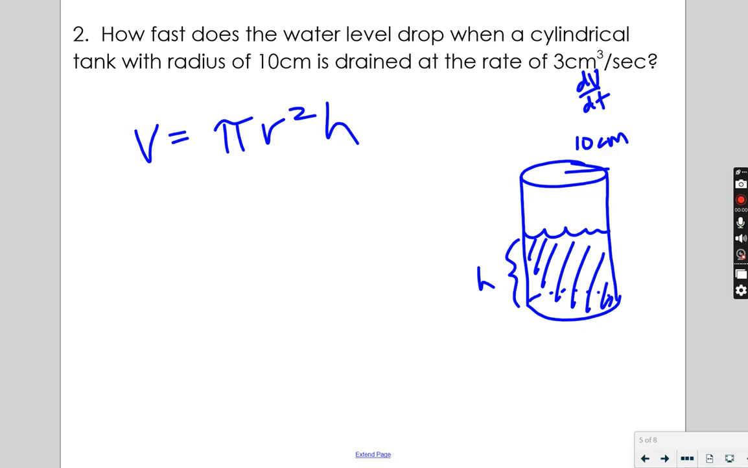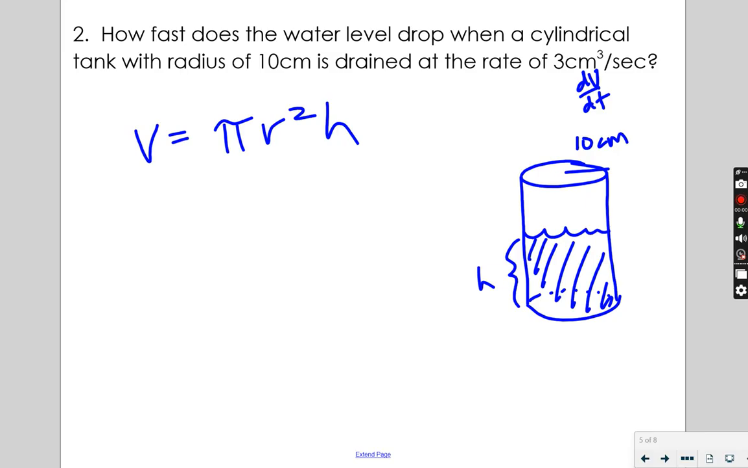Okay, so now we need to think, is anything not changing in the problem? And be careful, we're actually not talking about the cylinder itself. We're talking about this water. So think about the water. Is the height of the water changing? The radius doesn't. The height changes as we drain this water out of here, but the radius of the water stays the same.